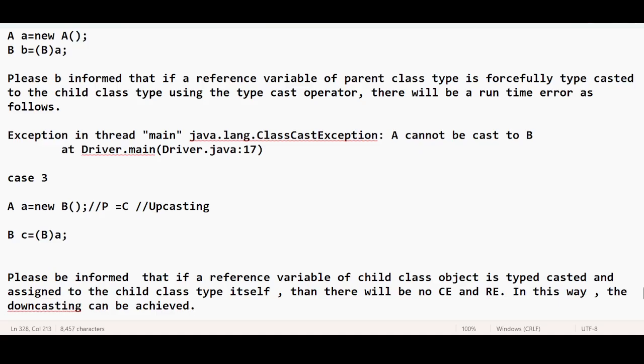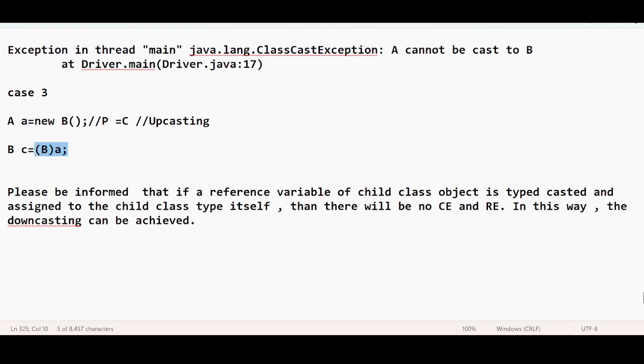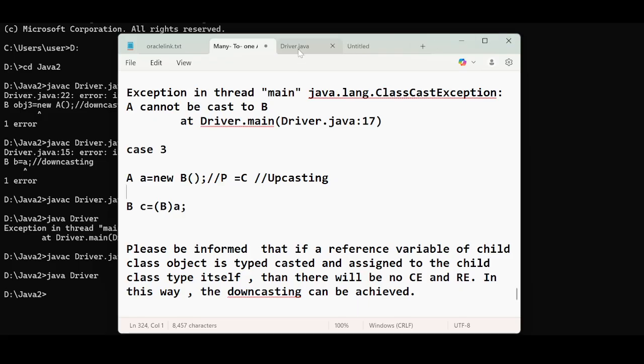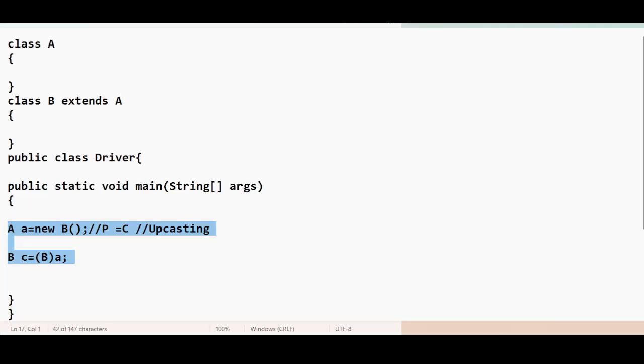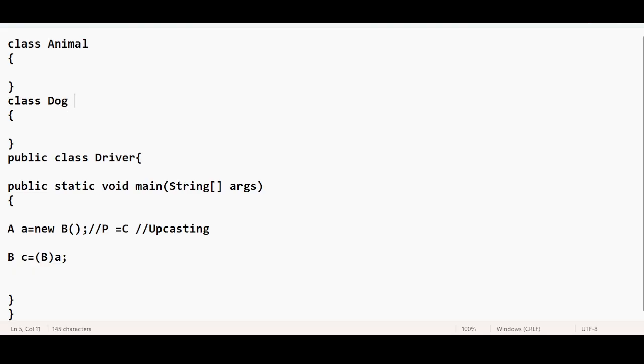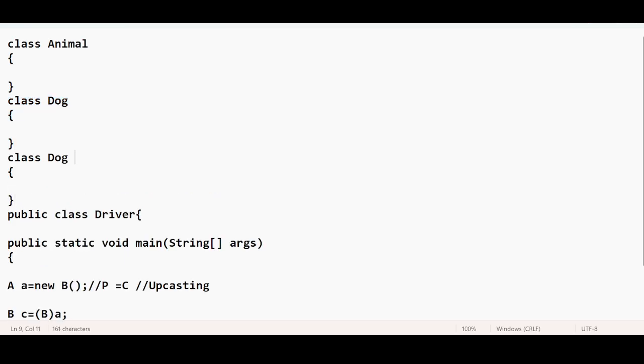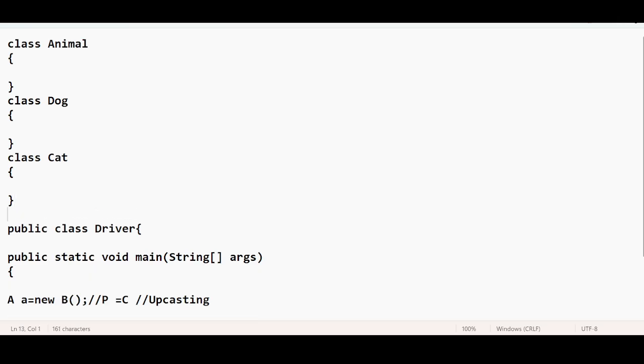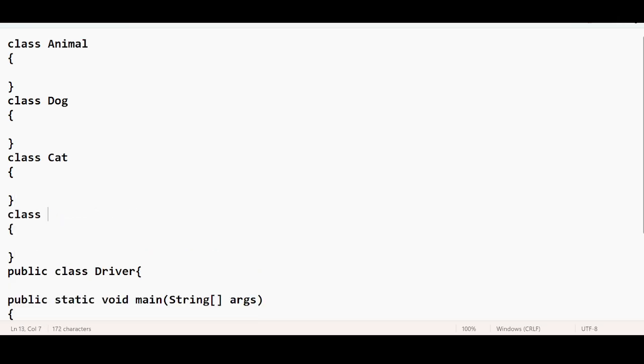Now, what are the advantages of doing this downcasting? To understand this, let me take a small example. Yesterday we were discussing the animal class. Let me take the animal class, and three other classes. One is the dog class, the second one is the cat class, and the third one, let me take the lion class.